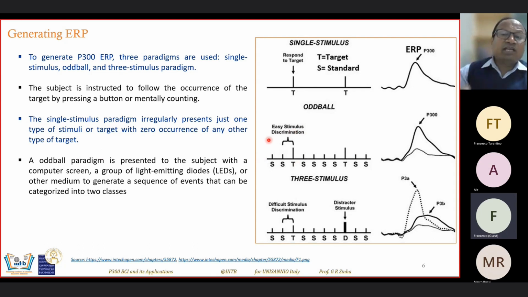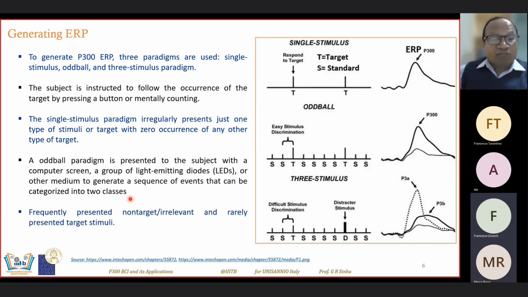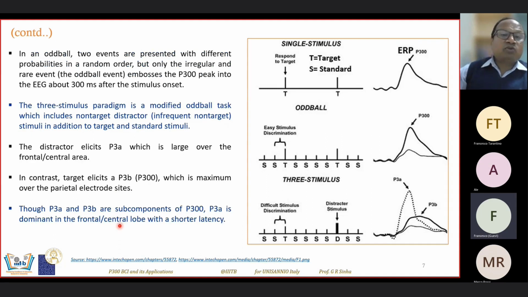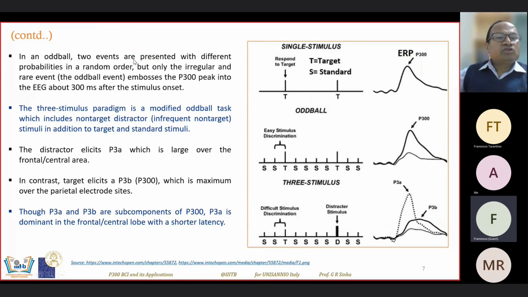This thing will become even more clear when we see the examples of these three cases: single stimulus, oddball, and three stimulus. So what we'll see is a group of light emitting diodes or other medium to generate a sequence of events that can be categorized into two classes. We'll say, watch all these LEDs and try to classify them into two categories. Frequently presented non-target, irrelevant, and rarely presented target stimuli have to be differentiated. So this is very interesting, what I was trying to tell you, 3A and 3B. So let us understand what these 3A and 3B are.